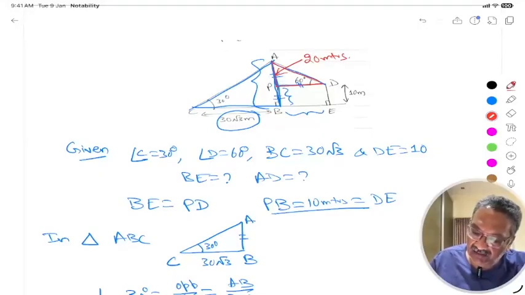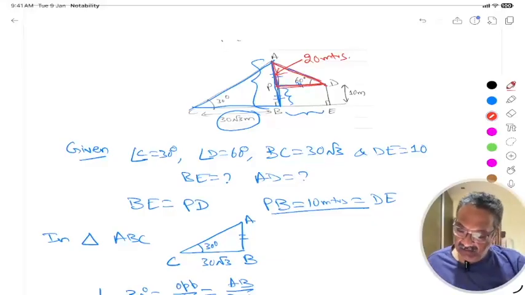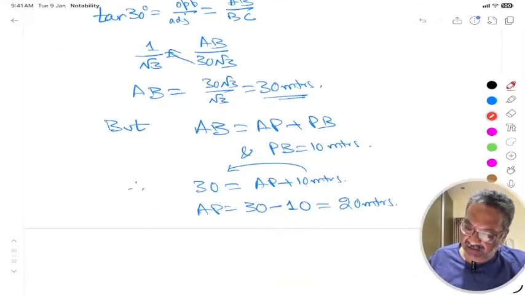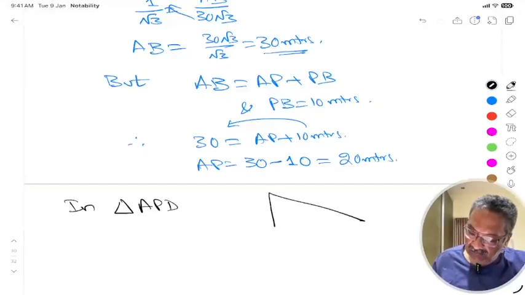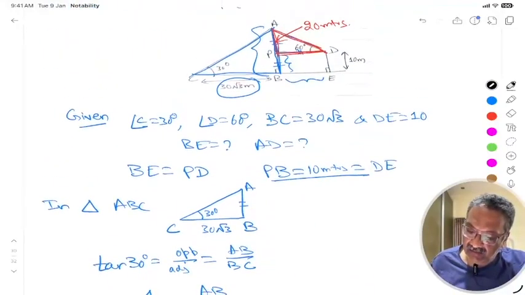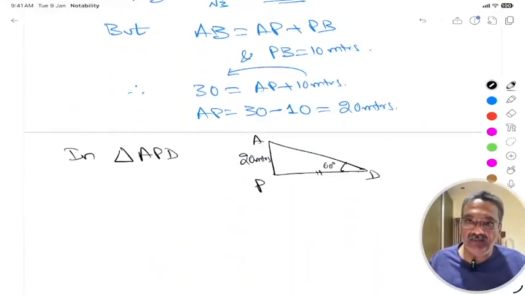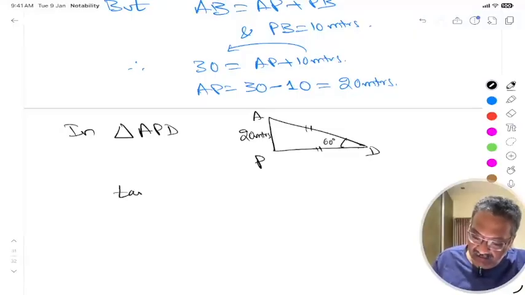Now I will take this triangle APD. In triangle APD, AP is known to be 20 meters and angle D is known to be 60 degrees. We want both AD and PD. So first let us take opposite by adjacent, that is tan 60 degrees will be opposite by adjacent, which is equal to AP by PD.